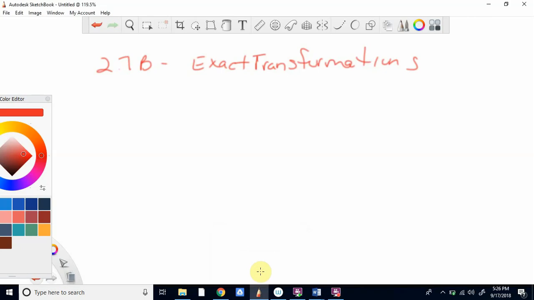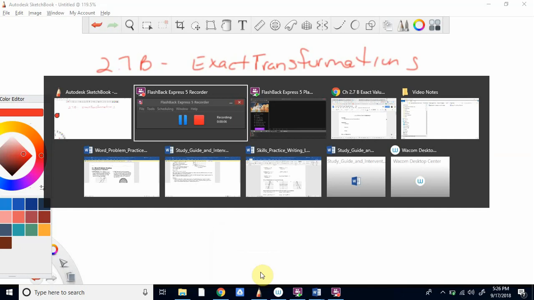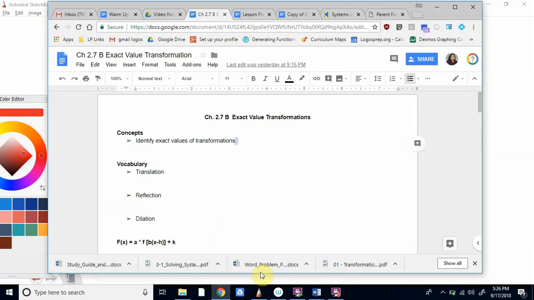Hi there, this is video 2.7b, exact transformations. In this video, we're going to learn how to use exact points to do the dilation. Before, we were just concentrating on translations and reflections, flipping or translating the graph over the x or y axis, and sliding the origin (0, 0) from left to right or up or down.